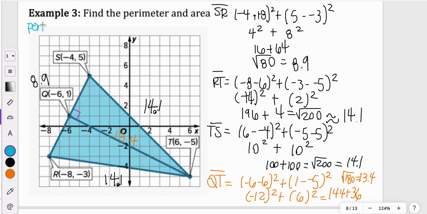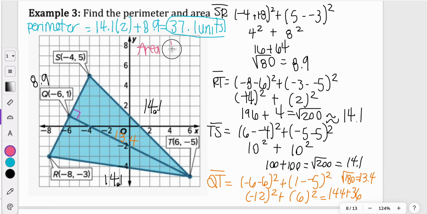So perimeter, we have 14.1 times 2 plus 8.9. We're going to end up getting 37.1 units. Okay, and then area, I'll do this in pink right here. Area is 1/2 base times height, so 8.9 times 13.4, and I'm getting roughly 59.63 square units.